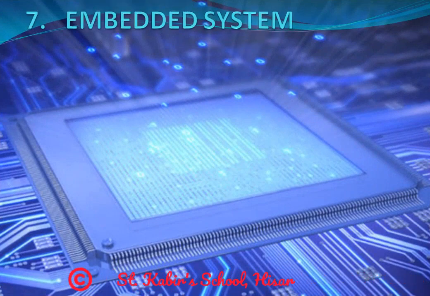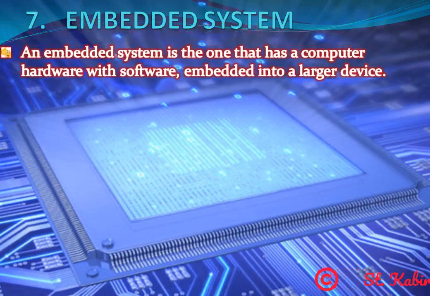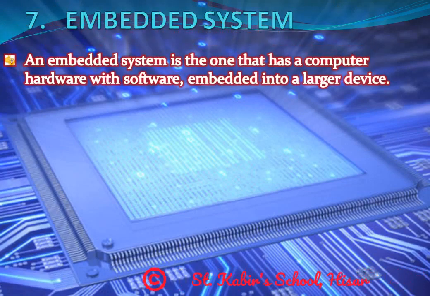Next one is embedded system. Now embedded system, I am 100% sure that every one of you must have used an embedded system, but you don't know that it is an embedded system. Now this type of microcomputer does not look like a normal computer. That means it has a CPU, it has hardware, it has software, and all these are embedded into a larger device.